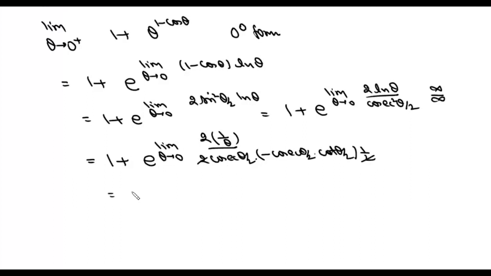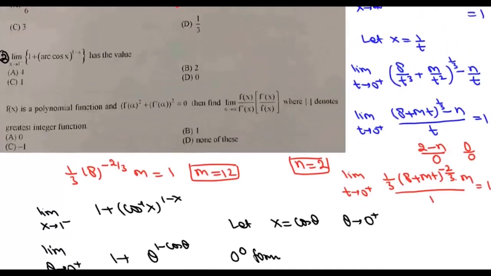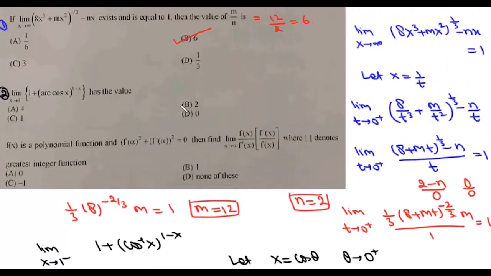Now we can write this as 1 plus e to the power limit theta tends to 0, and this is minus 2 sin theta by 2 sin square theta by 2 tan theta by 2 upon theta, and we multiply and divide it with 2. This is 1 and sin 0 is 0. So this is 1 plus e to the power 0, which is 1 plus 1, and that is 2. So answer to this limit is simply 2. And that's your option B.